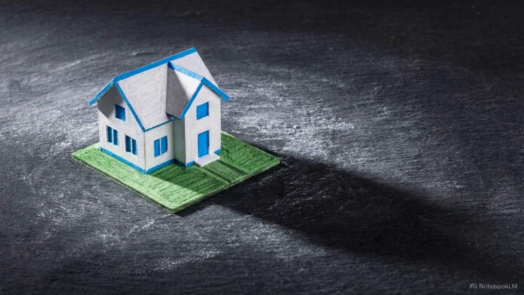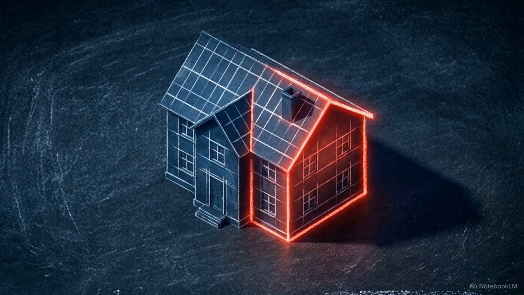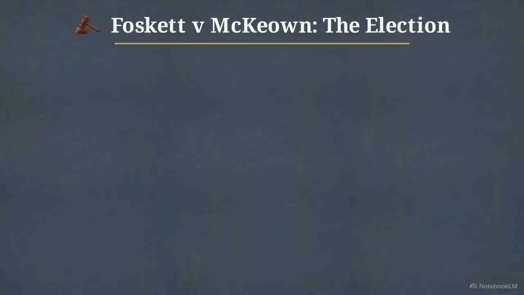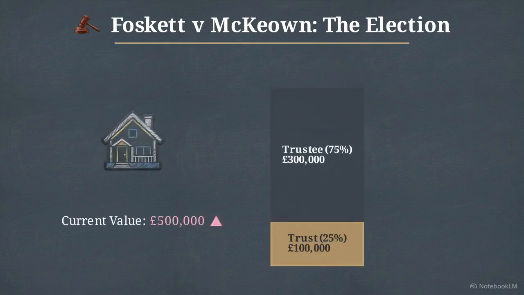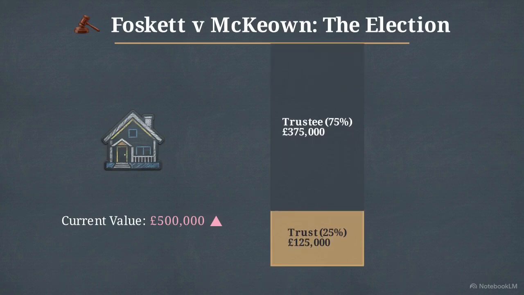Next, we apply the election from Foskett. The trust contributed 1/4 of the original purchase price. Because the house appreciated to £500,000, the beneficiaries will elect to take a 25% proportionate share, capturing £125,000 and realizing a £25,000 profit. This recovery is only possible through equitable tracing.